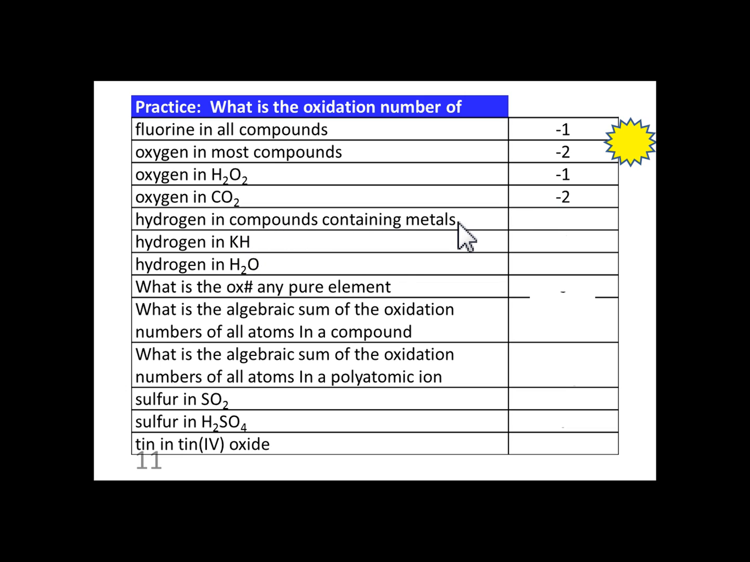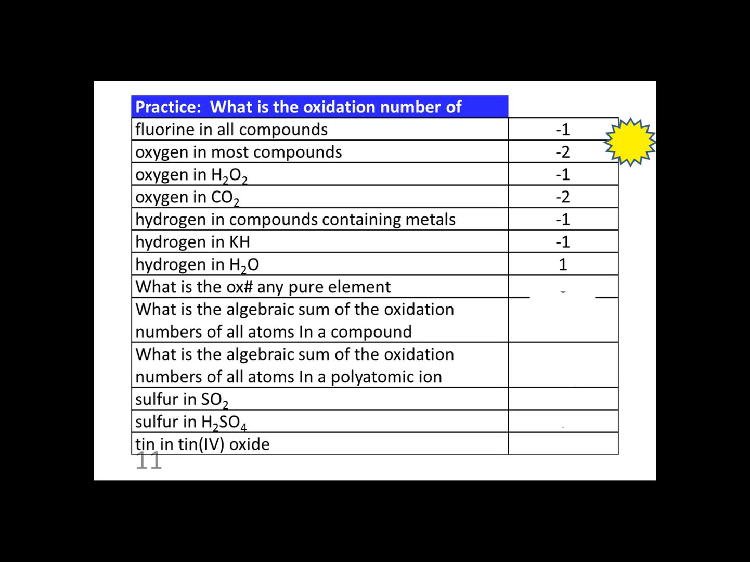Hydrogen in compounds containing metals is -1. That's the exception for hydrogen. Hydrogen in KH, well, K is potassium, which is a metal, so this is the same thing as the one above it. This is hydrogen combining with a metal. The oxidation number is -1. Hydrogen in water, the oxidation state is +1.